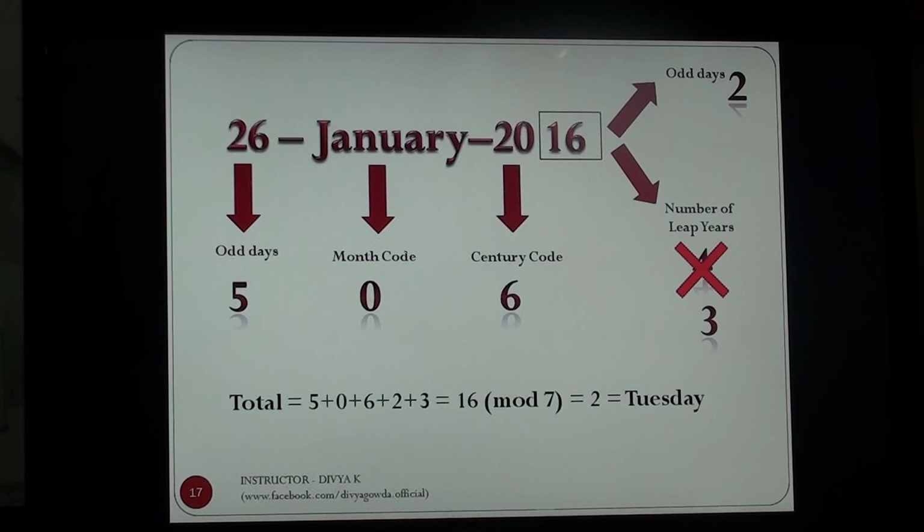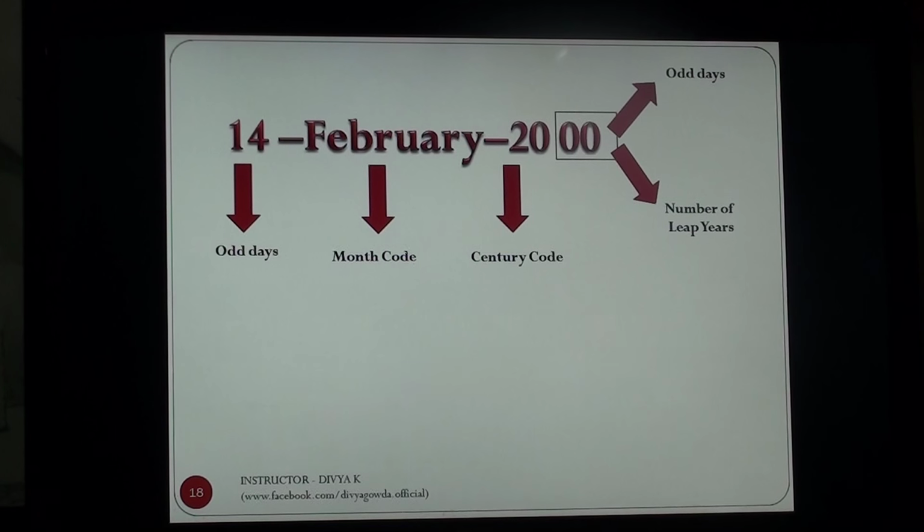And you just add everything. 5 plus 0 plus 6 plus 2 plus 3 will give you 16. Again 16 mod 7 will give us 2, which is a Tuesday. You can even go to the 26 January 2016 calendar on your laptop and check if it is a Tuesday or not.